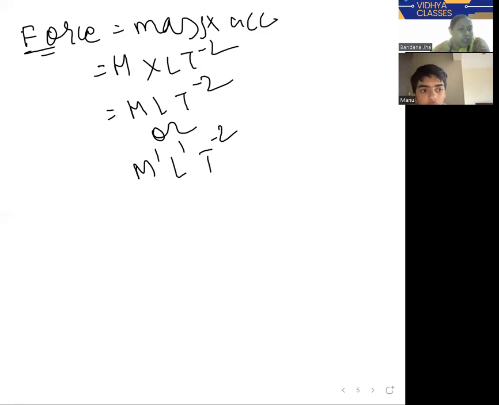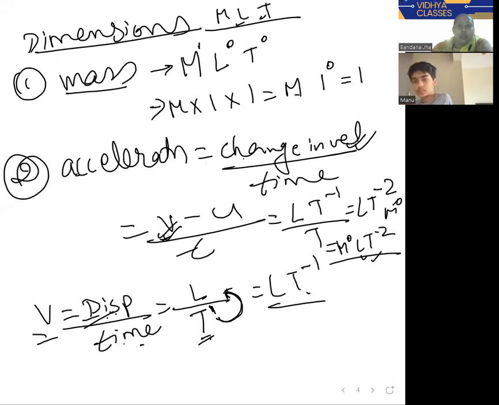Understood how to write? You write MLT and then write the power of 1 and then for T. You can write this way also. This is also right. It's your choice how you will write. Let me write it. Okay, now write it down.